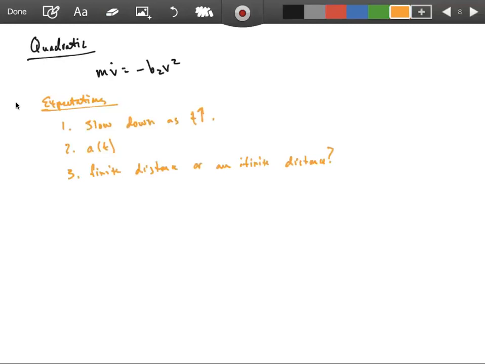Now, the other thing we can look at is we can also ask the question, does the velocity decrease more rapidly than e to the negative t divided by 10? So is it going to decrease more or less rapidly than this one?